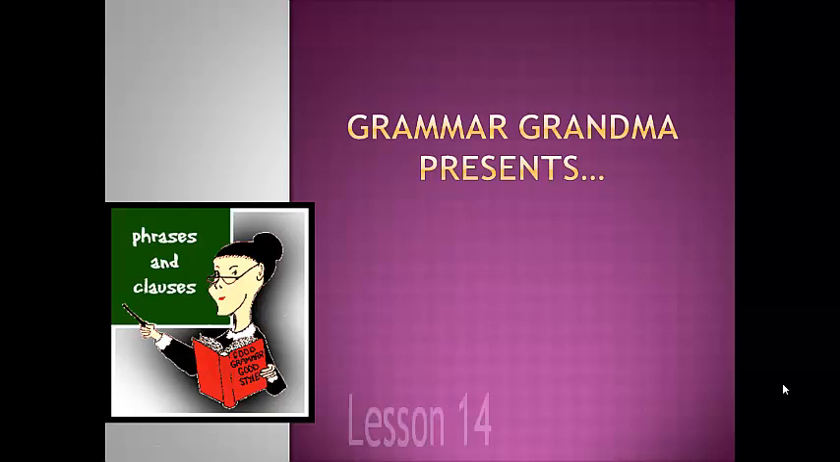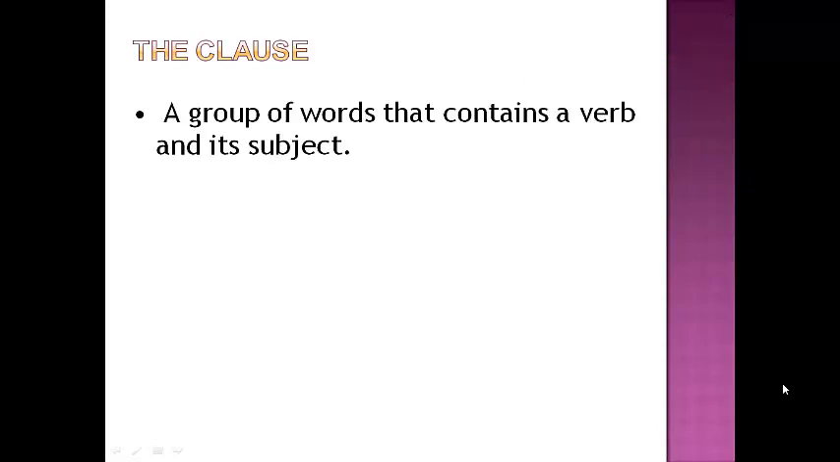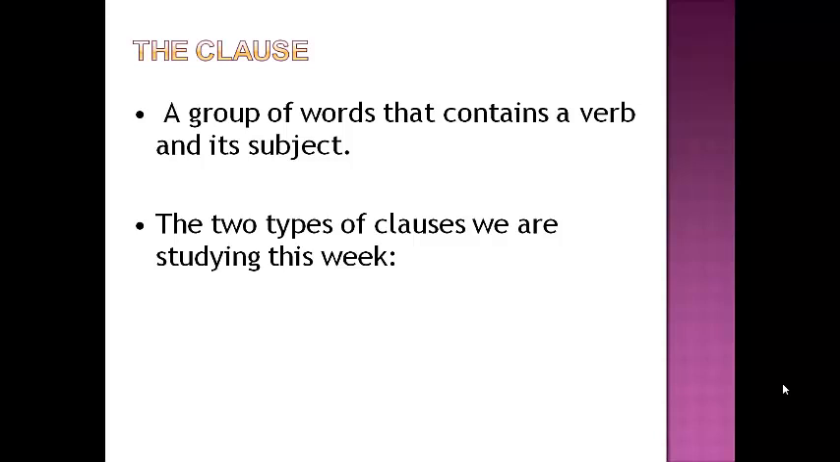Grammar Lesson 14. This week we're going to look at two types of clauses. Those are noun clauses and ellipse clauses. A clause, remember, is a group of words that contains a verb and its subject. And like I said, we're going to look this week at two types, which are noun clauses and then ellipse clauses.